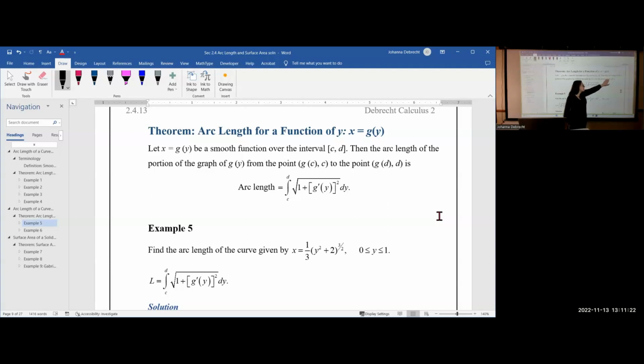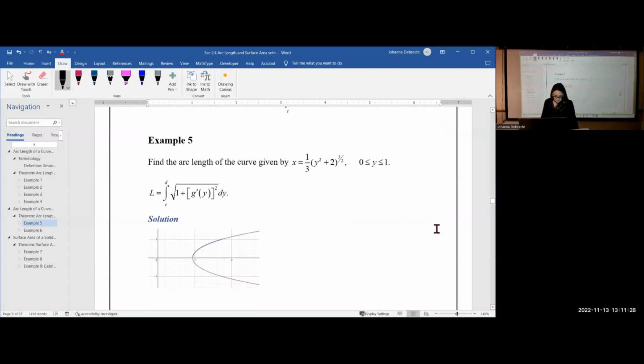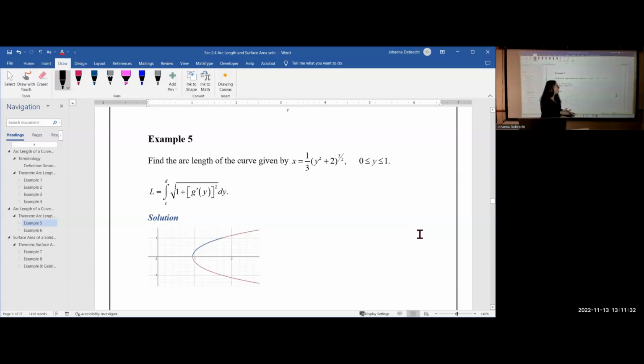G of d is the x value, and d is the y value. So it's essentially the same formula. And we're going to look at this one right here. This one is find the arc length of the curve given by x equals 1/3 quantity y squared plus 2 to the 3 halves, which is not a sideways opening parabola, but it is very similar to one. And it looks a lot like a right opening parabola.